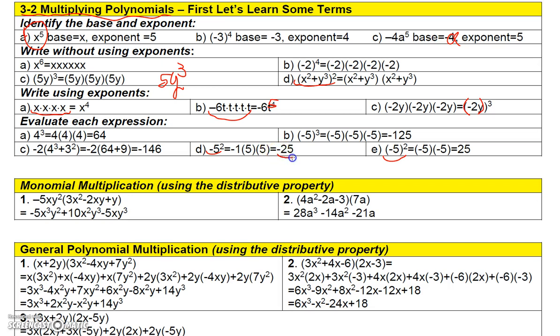Now collect like terms. The 6x cubed, you just bring it down, and you have minus 9x squared plus 8x squared, so that's going to give me minus x squared. And then you have minus 12x minus 12x, which gives us minus 24x, and then bring the 18 down. Remember, you can only combine like terms.